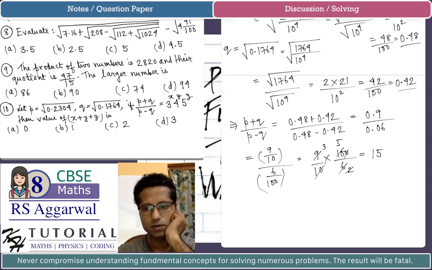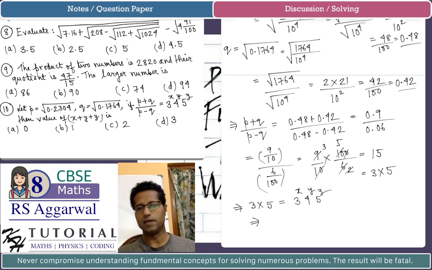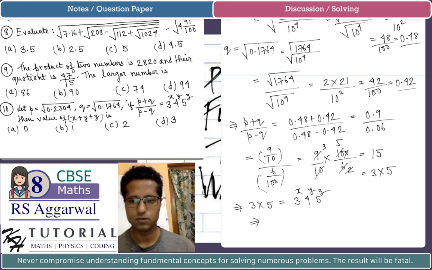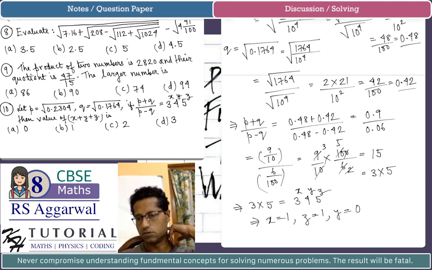Now 15, how can we write it? 15 is nothing but 3 into 5. So this implies 3 into 5 is equal to, given as 3 to the power x, 4 to the power y, and 5 to the power z. So this implies definitely x will be 1. If we compare the power of 3 and 5 on the left hand side and the right hand side, x will be equal to 1, z will be equal to 1, and y will be equal to 0, because 4 to the power 0 is 1.